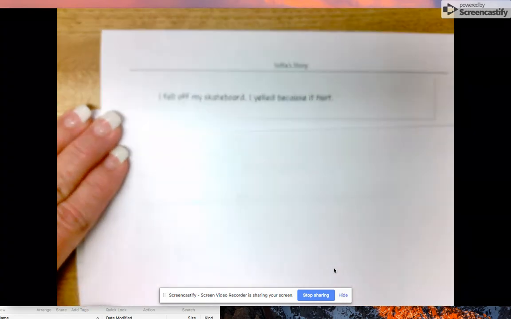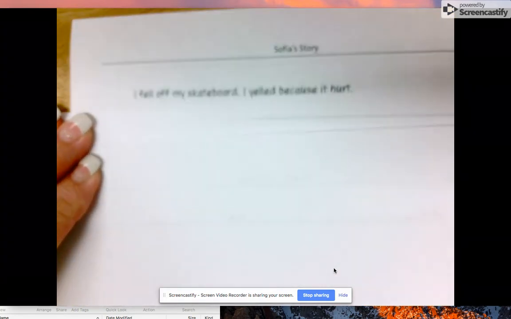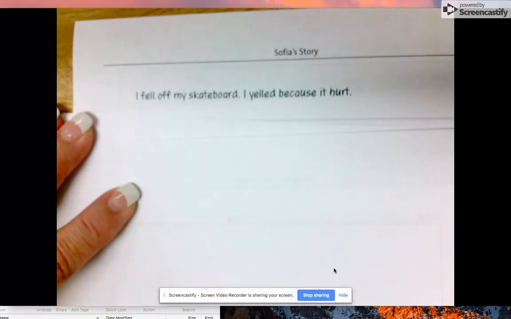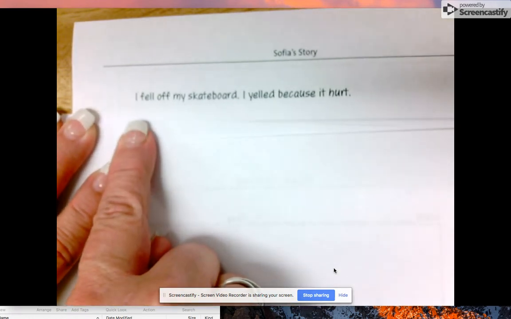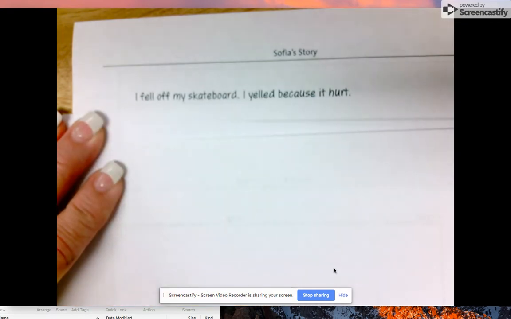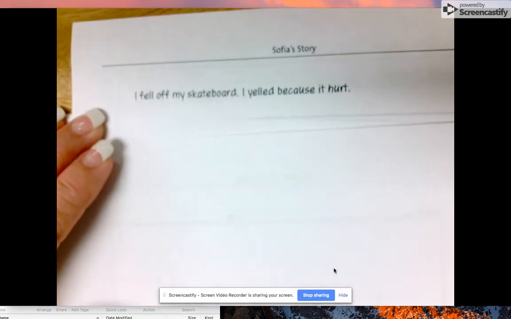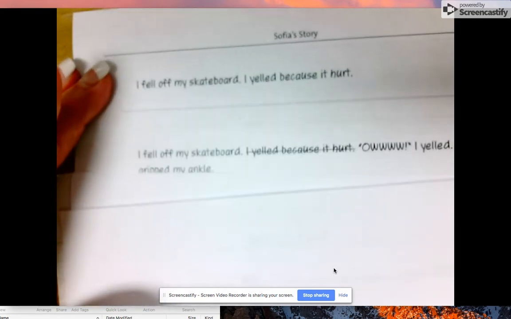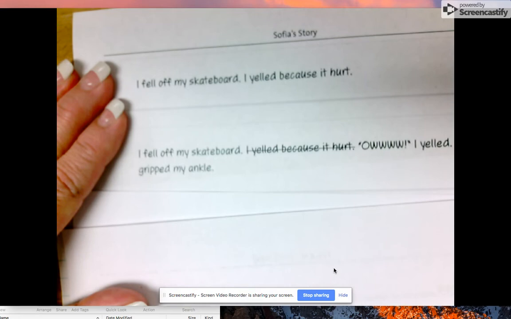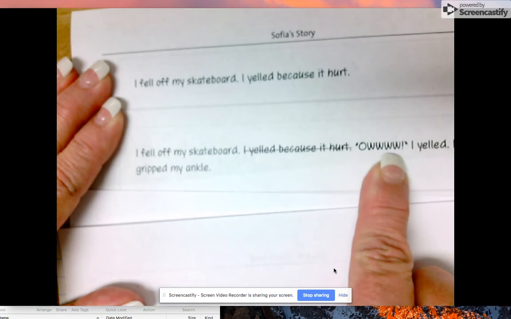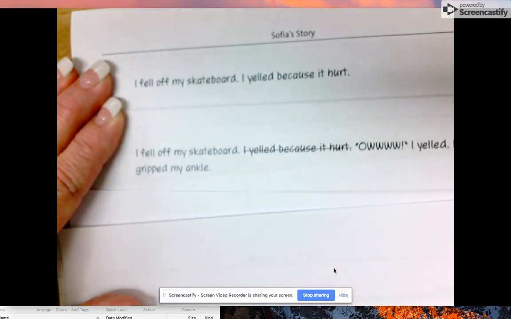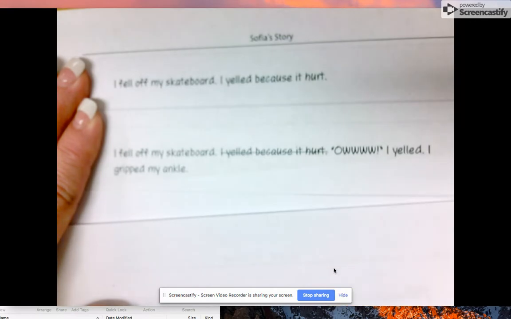These are just some sentence examples. So example, let me get that a little closer for you. Here's a sentence or two that Sophie started off telling. So she's writing a story about her skateboard and the time she fell off her skateboard and hurt her ankle. So she wrote, "I fell off my skateboard. I yelled because it hurt." So she kind of told us what she did, but look what she ended up doing. She said, "I fell off my skateboard." She got rid of this, and she told us exactly what she said. She said, "Ow!" I yelled. "I gripped my ankle." And she told us exactly what she did.